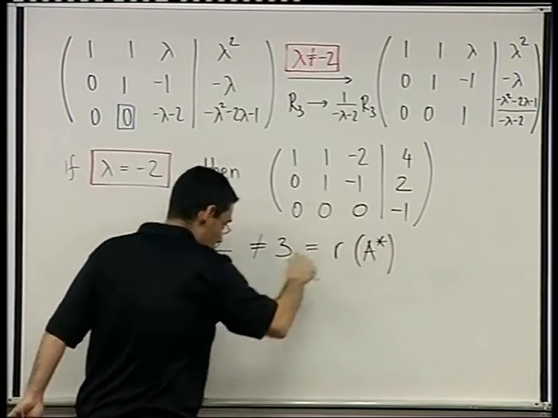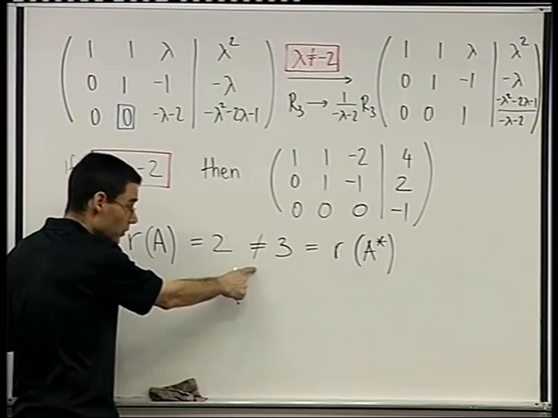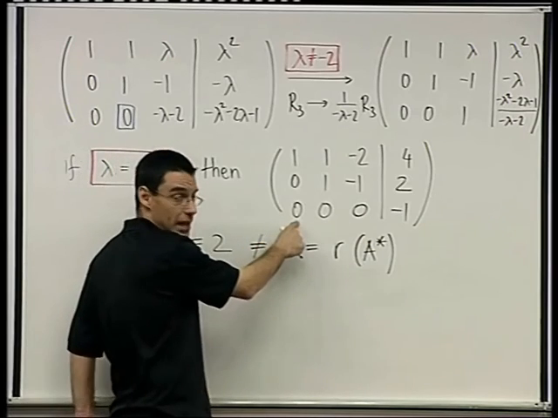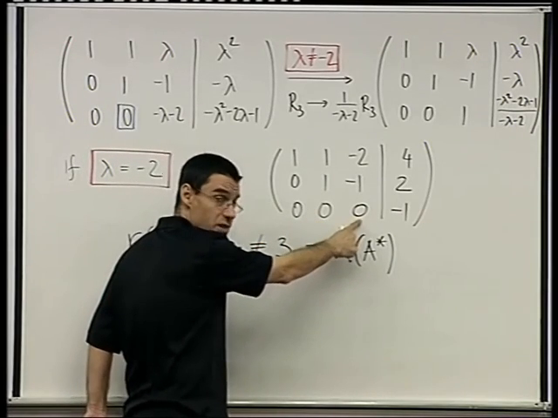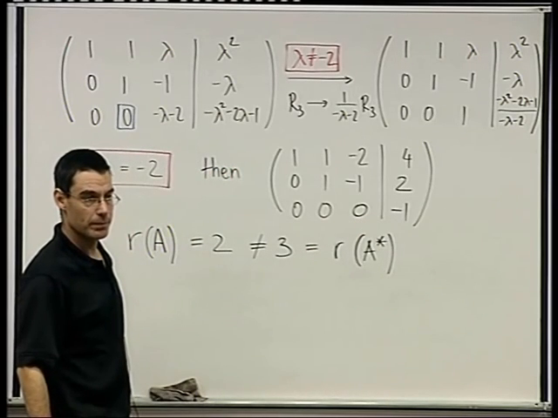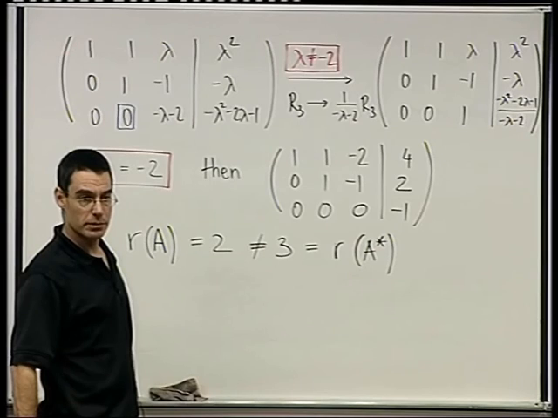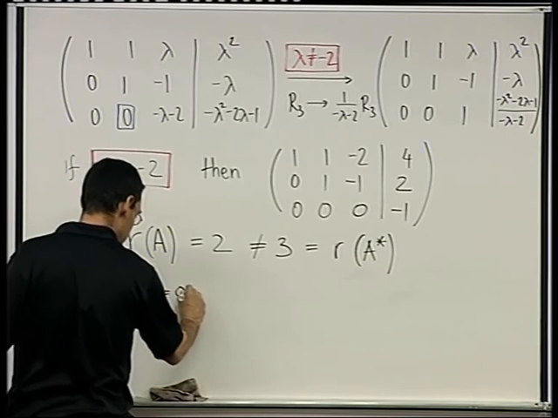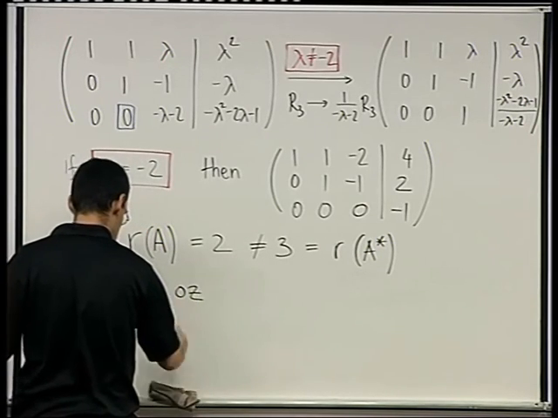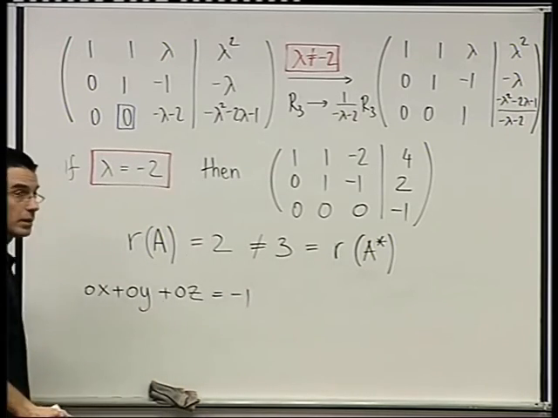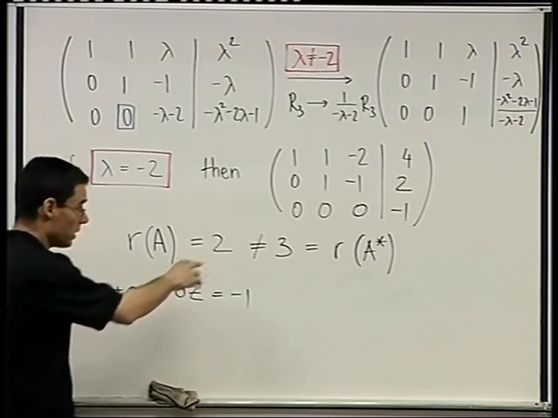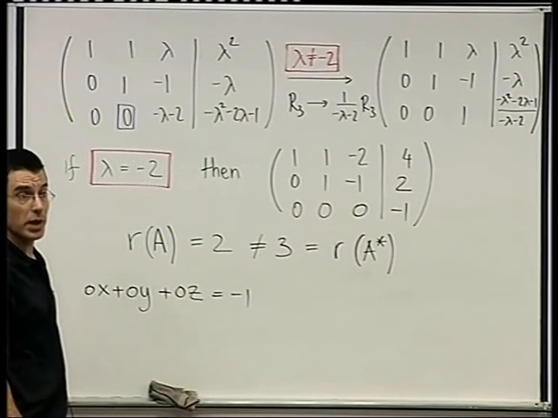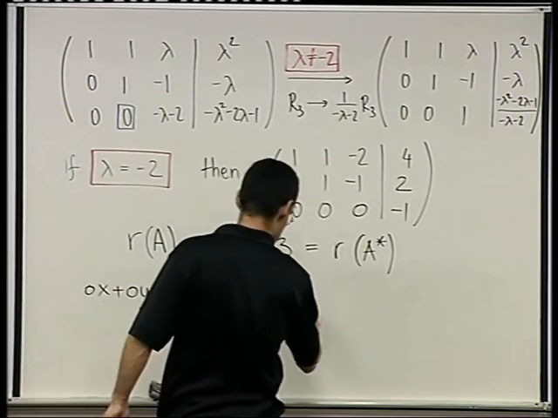And what's the situation here? This row here, which caused the inequality, corresponds to an equation 0x plus 0y plus 0z equals negative 1. Do you see that? Okay? That's an equation without a solution, right? 0x plus 0y plus 0z equals negative 1 is an equation without a solution. And that's always going to be the case when the rank of A is less than the rank of A star. There's going to be an equation without a solution, at least one. Okay? No solution.